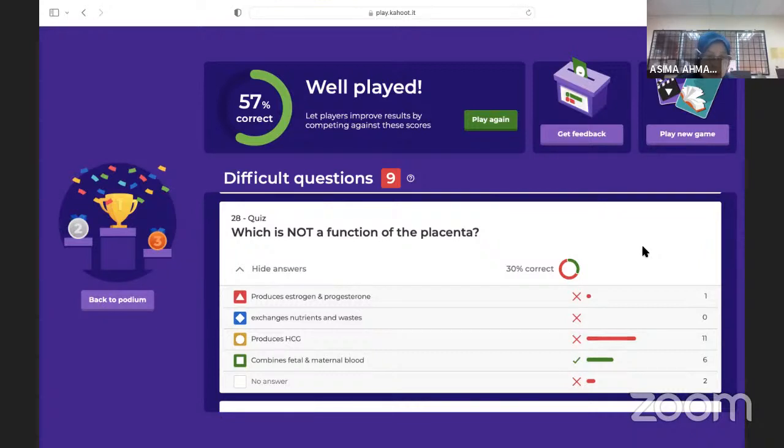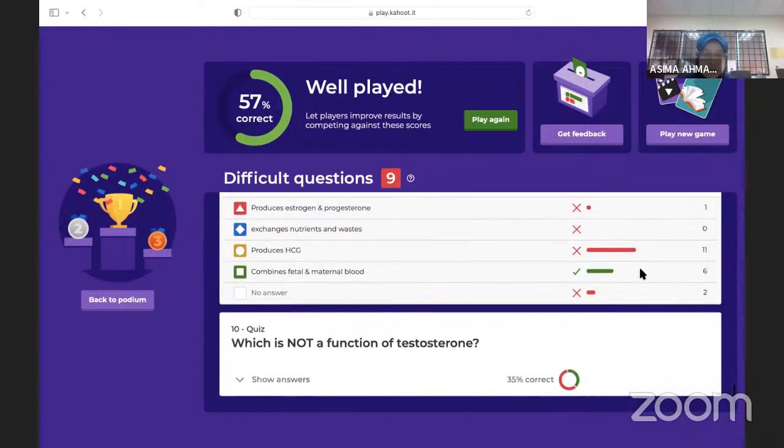And then combines fetal and maternal blood. This is a very wrong statement. Alright, sebab maternal and fetal blood tak pernah combine. Right, they cannot mix. Alright, okay. Then next question.